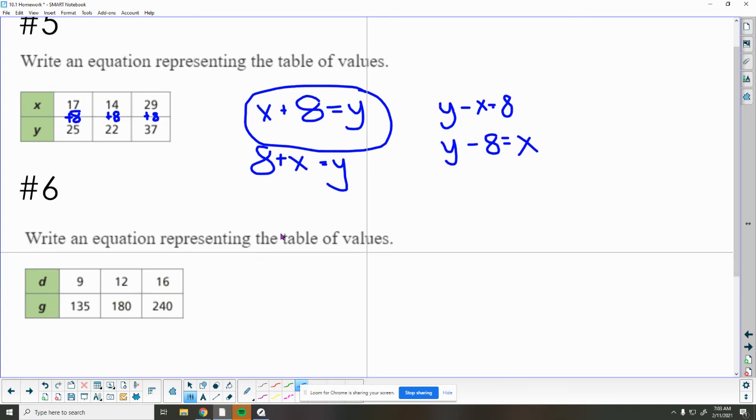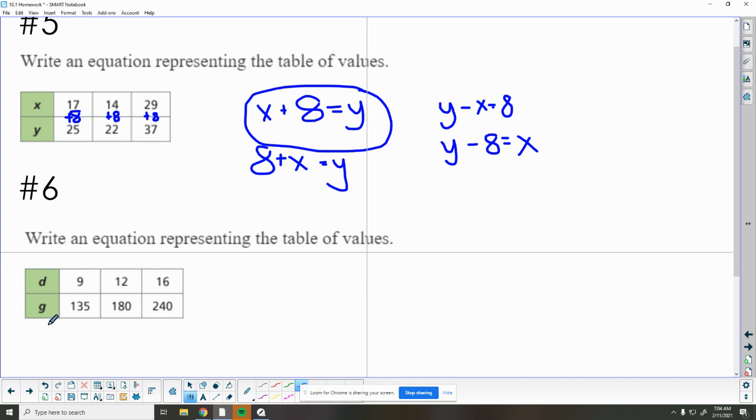Okay, and number 6, last one in this video, I'm going to go over, ask this again to write an equation to represent the values. So here, let's see, we've got 9 to 135, 12 to 180, 16 to 240. So I don't think they're adding because this is adding on 126. This is adding on 100 and, trying to do some math in my head, 68. So they're not adding the same thing. So that's not the pattern.